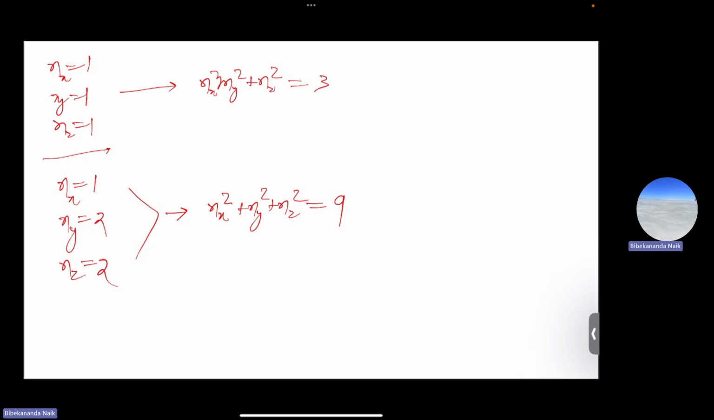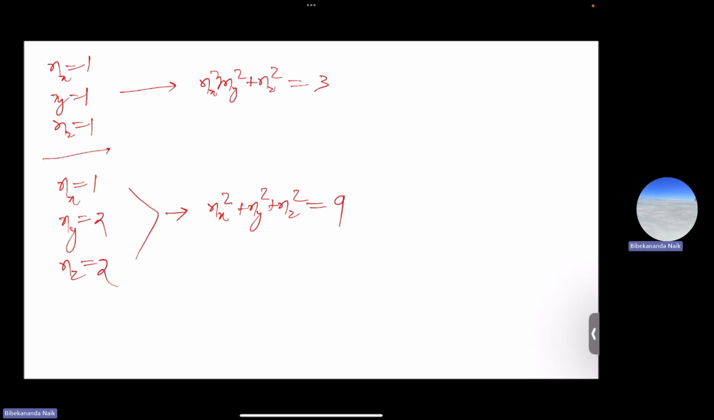Since the wave function depends upon the values of nx, ny, nz, but the energy depends upon the sum of nx square plus ny square plus nz square, if we change the values of nx, ny, nz but the sum remains fixed, then those states which have the same energy but different values of nx, ny, and nz are called degenerate states.